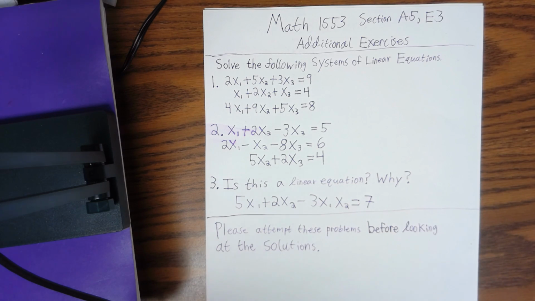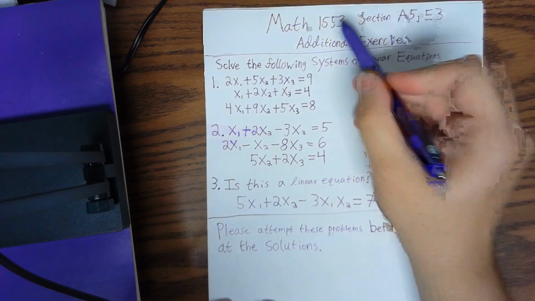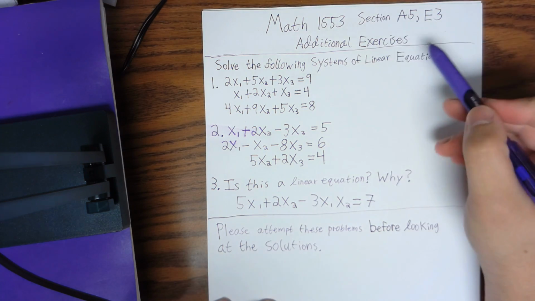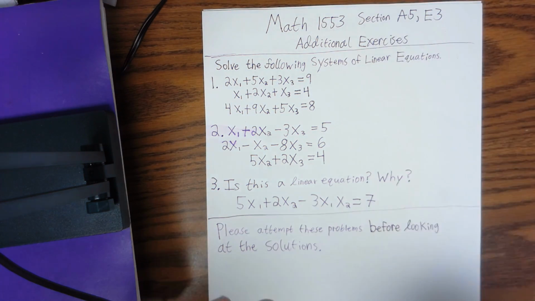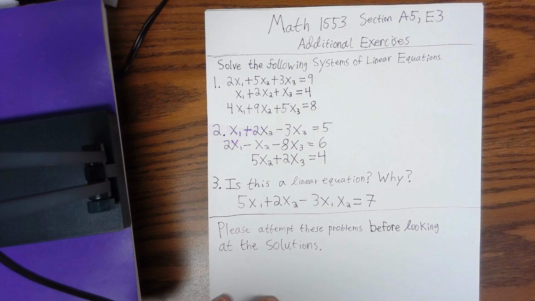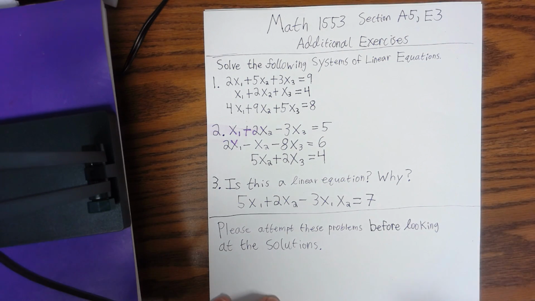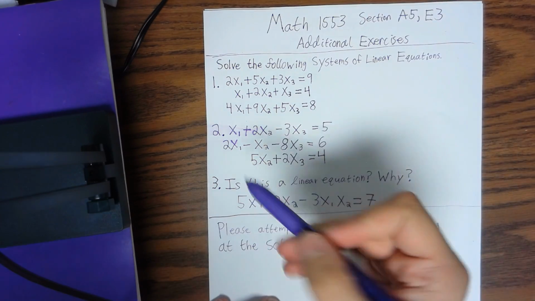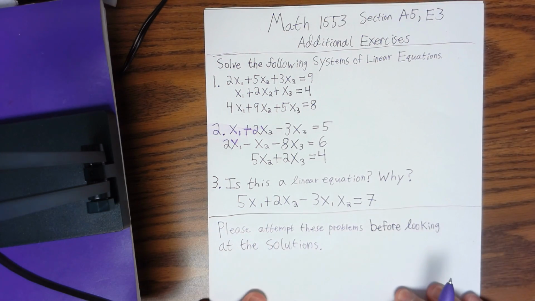Okay, so for my recitation of Math 1553, so that's sections A5 and E3, I gave some additional exercises in addition to the ones on the worksheet. So the first two was asking you to solve a system of linear equations.